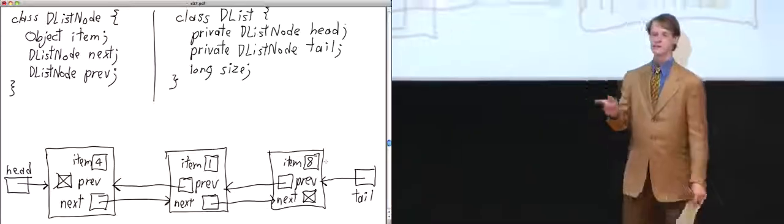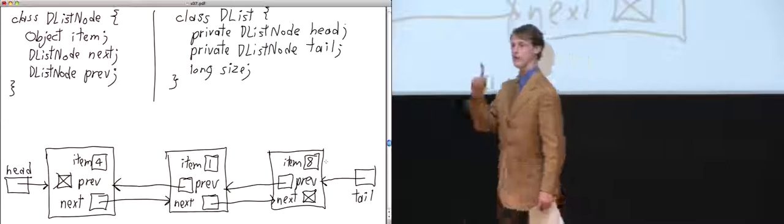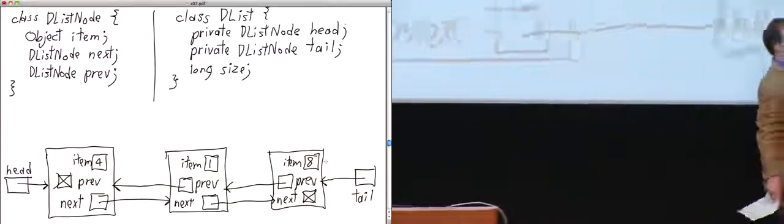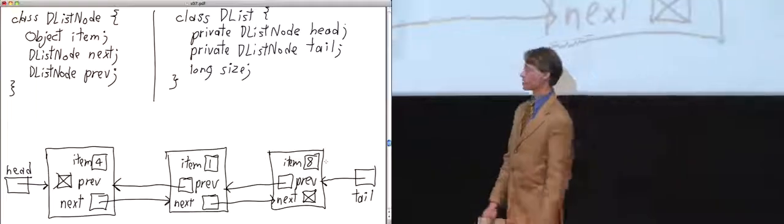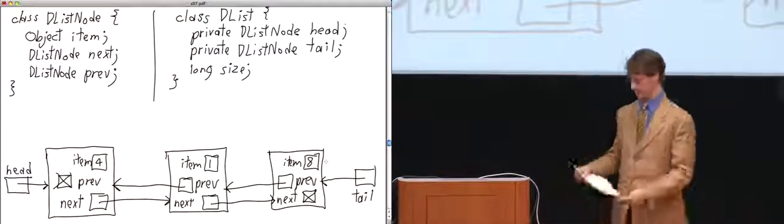So for convenience of drawing this picture, I have not drawn the dlist object. There is one dlist object, and it contains this head field and this tail field. And since they're very far apart, I'm not going to draw an object around them. It also contains a size field which says 3.